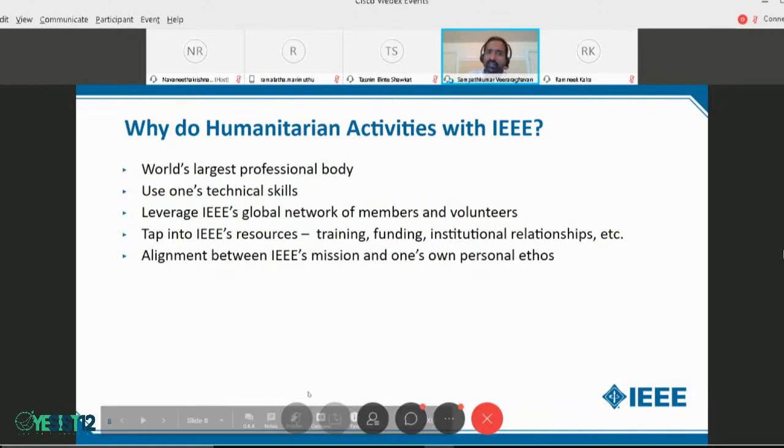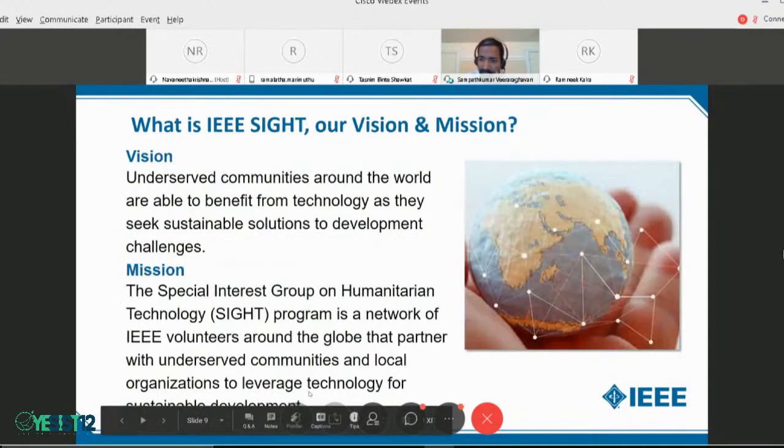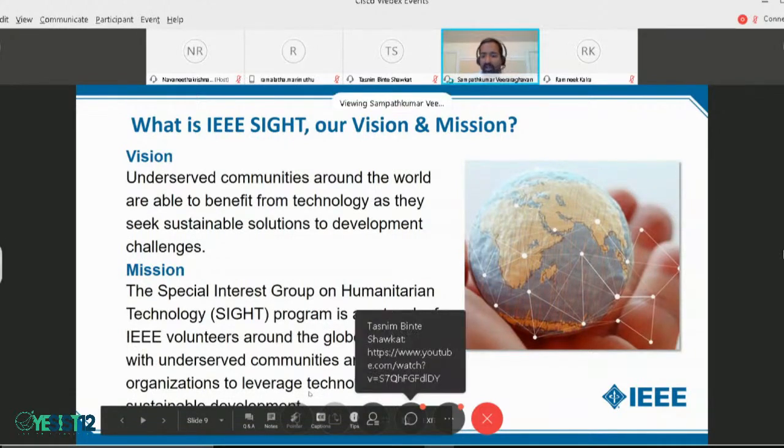Okay, with that said, let's talk a little more about the program I am related with. I am the global chair of SIGHT, which is the special interest group on humanitarian technology.